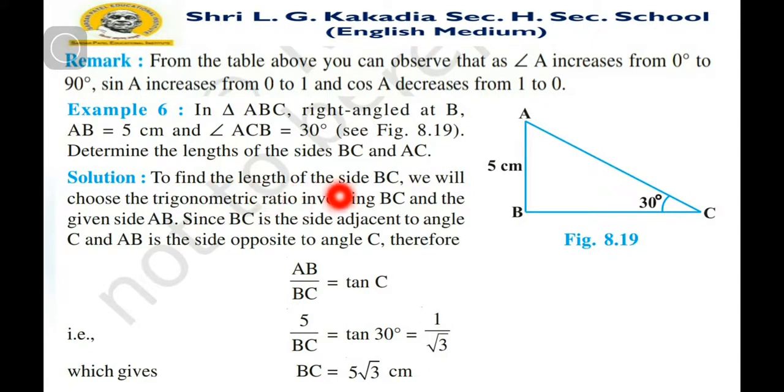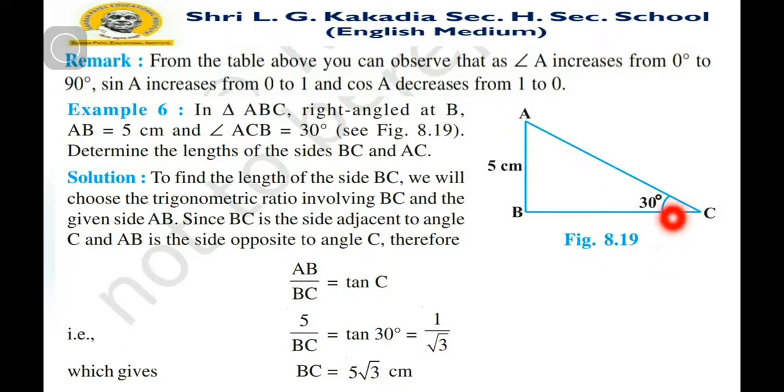To find the length of BC, we will choose a trigonometric ratio involving BC and the given side AB. Side BC is the side adjacent to angle C, and AB is the side opposite to angle C. So here we take tan C. Tan C is opposite side upon adjacent side, that is AB upon BC.